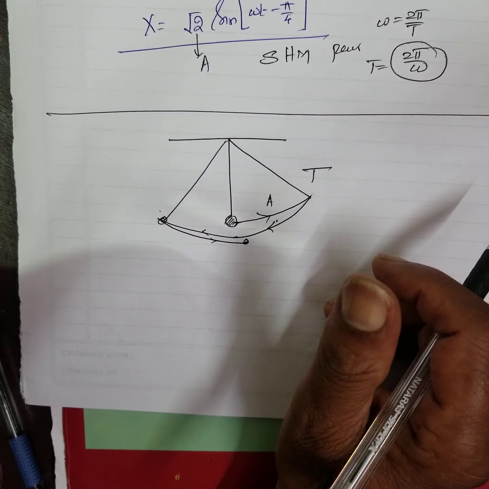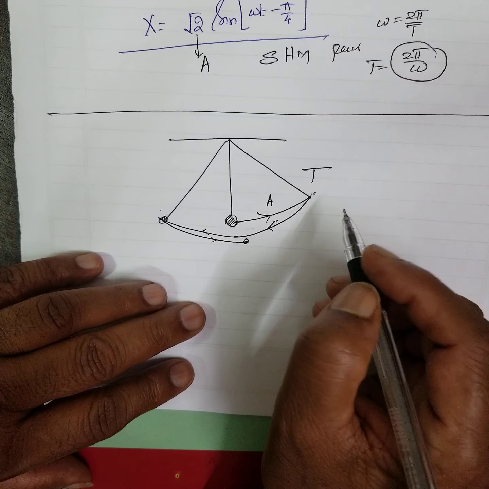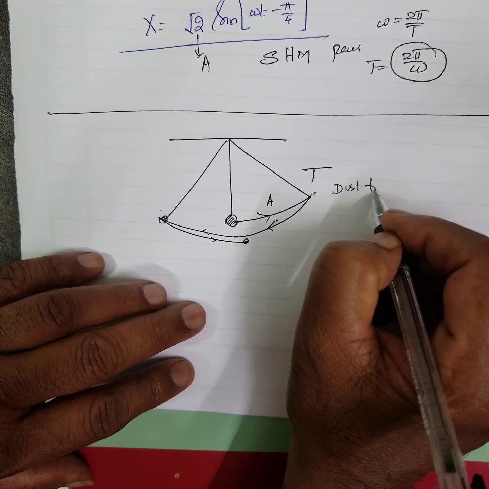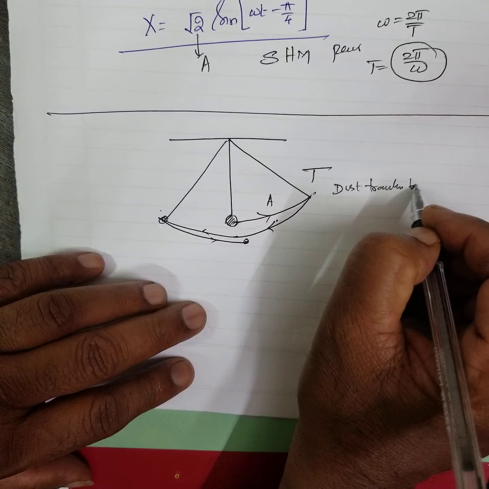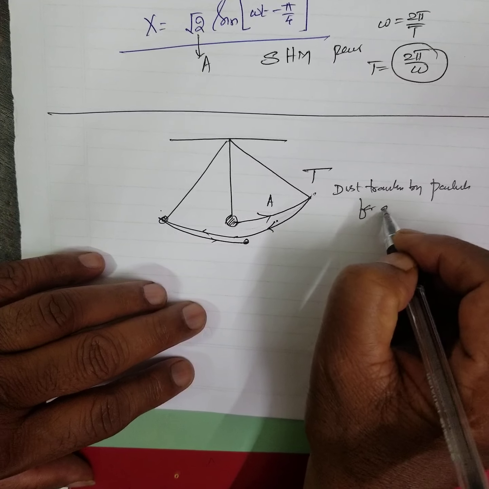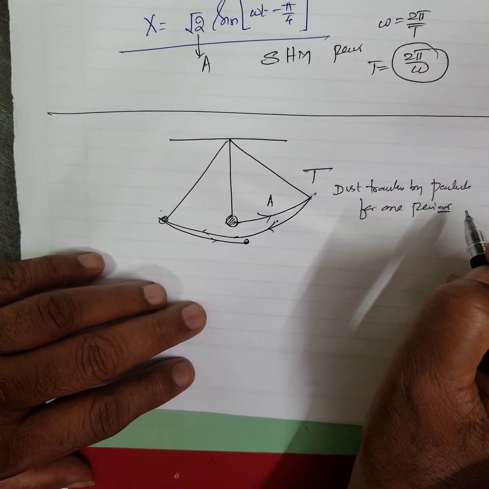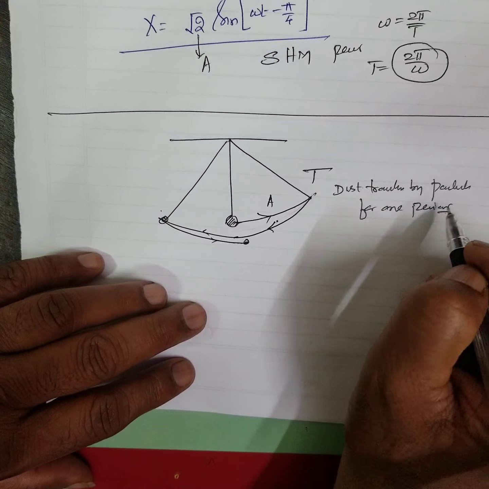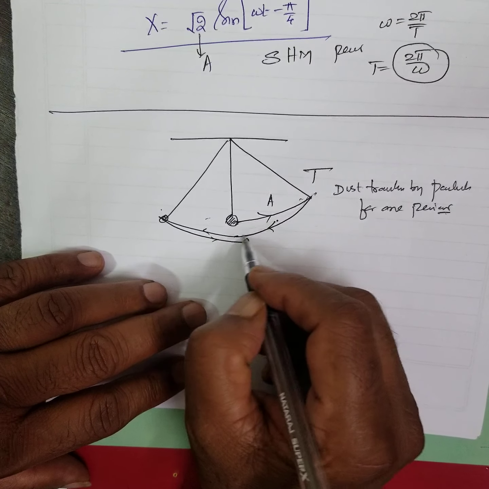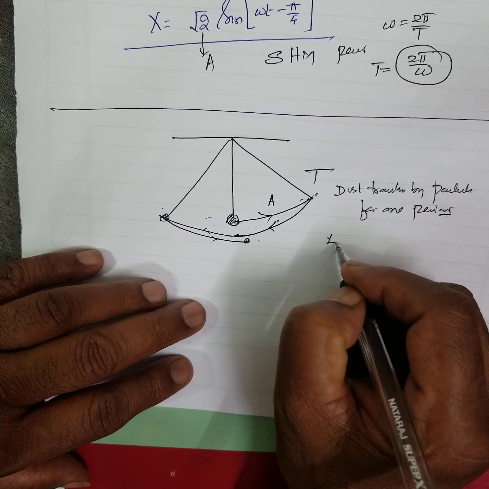Now, if A is the amplitude, what is the distance traveled by the particle in one period? One period is nothing but the time taken for one oscillation. What is the distance? A plus A plus A plus A. Therefore, the distance traveled is equal to 4A.